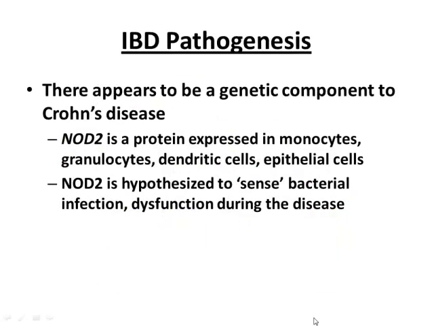Essentially, overall, you have inflammation. There appears to be a genetic component to Crohn's disease. There's a protein called NOD2 that's expressed in monocytes, granulocytes, dendritic cells and epithelial cells. And that protein is hypothesized to work, quote-unquote, sensing bacterial infection and dysfunction during the disease. So probably upregulated during the disease.